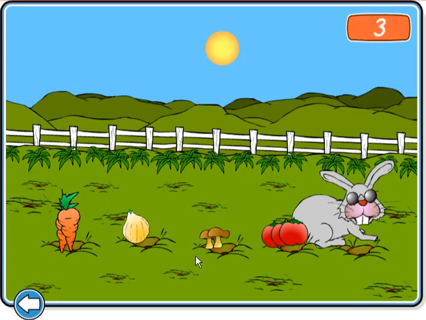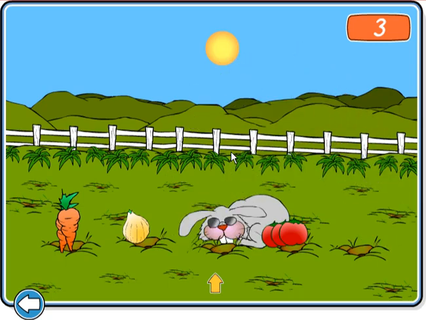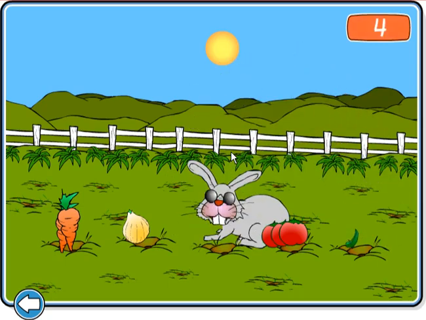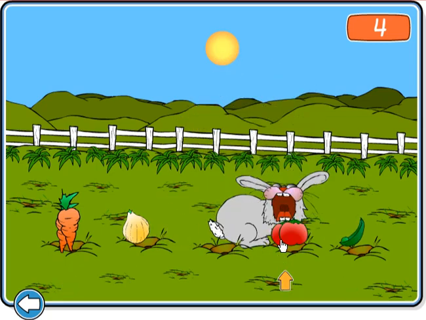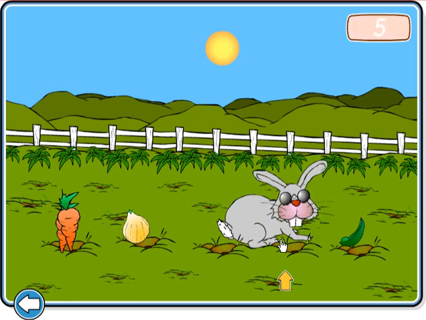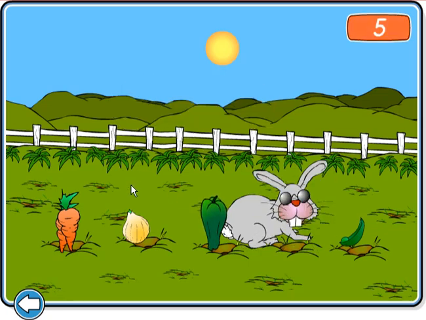Are there any mushrooms? Yes, there are. There are some mushrooms. Are there any tomatoes? Yes, there are. There are some tomatoes. Are there any carrots? Yes, there are. There are some carrots.